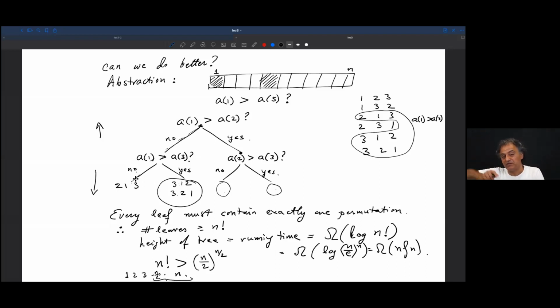Some of these paths could be very short, but to find the running time of the algorithm, we have to ask, what's the worst case running time? You look for the longest path from root to leaf, because there's some input on which I can make it go for a very long time. That's the height of the tree, and that's the running time of the algorithm.